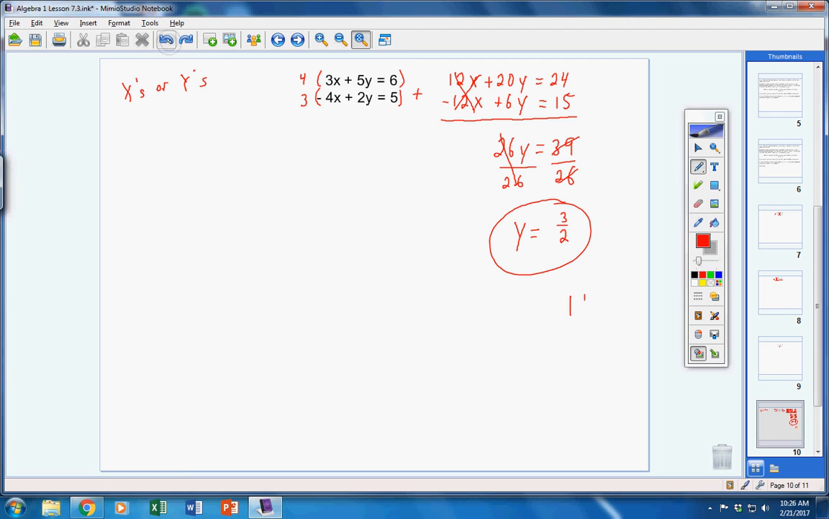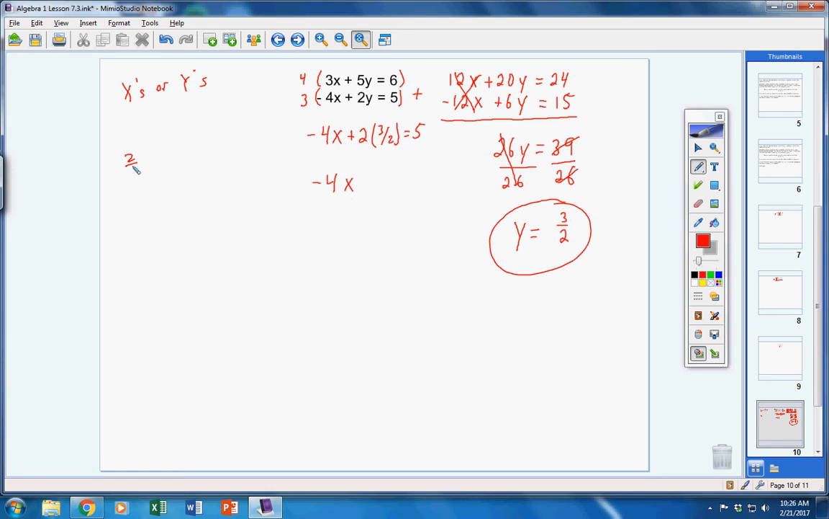Now, we have to go back and put this in for y. We can do that here, or here, or here, or here. I'm going to use this equation because I have space down below to show my work. So negative 4x, positive 2. Here's my y. For y, I'm going to substitute 3 halves. Equals 5.